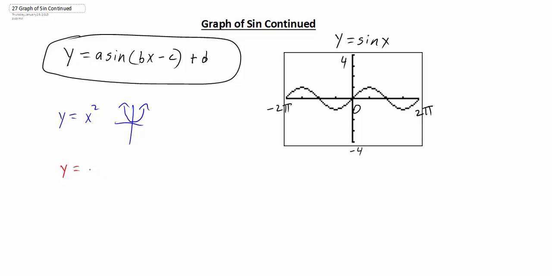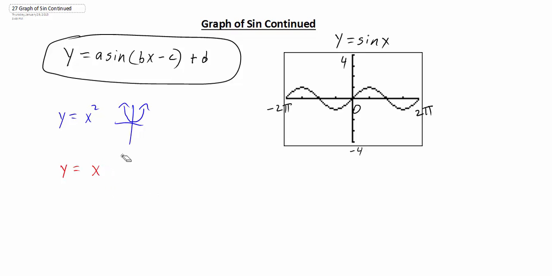And if you recall, if we have x squared plus 4, adding the 4 on the outside, remember that is a vertical shift, so that's going to move the graph up 4 units, whereas if it was a minus 4, it would move it down 4 units.